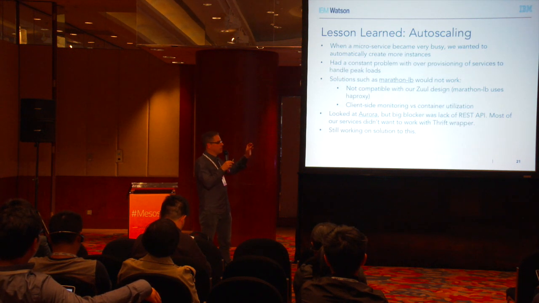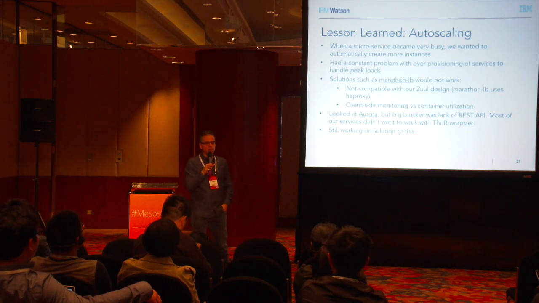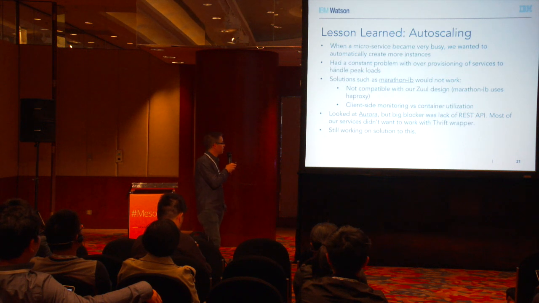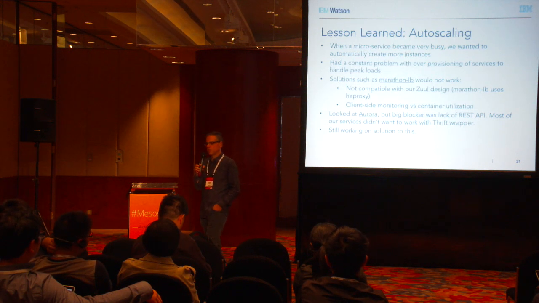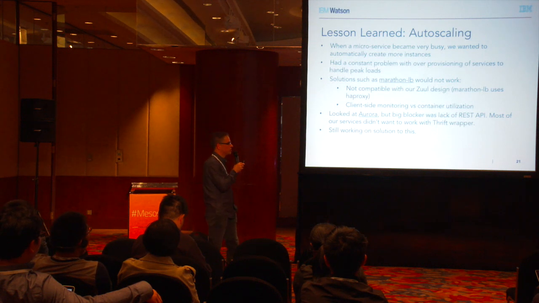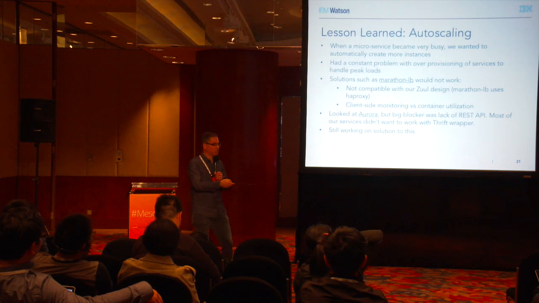So we looked at some options. There's the Marathon LB project, which is a potential option. The problem there is that for us, it didn't work because it's not compatible with the Zuul infrastructure that we have. It depends a lot on HAProxy. We also looked at Aurora. I think the team wasn't really ready to move to Aurora because it didn't support the REST API, and the team wasn't ready to use Thrift. So this is an area that is important to have. We think Marathon ought to have this. We're still working on this solution, so it's something to be aware of, something you need.